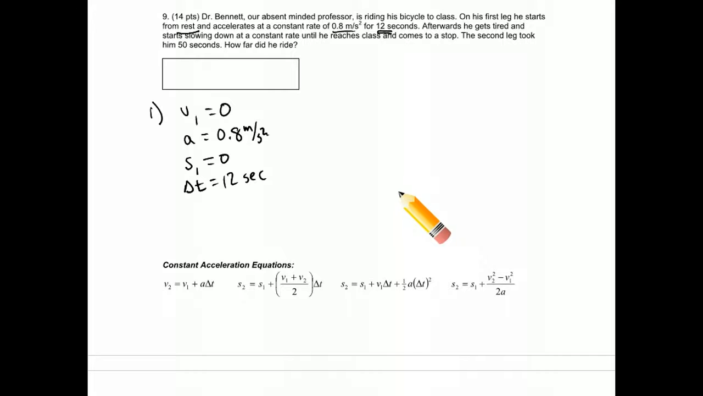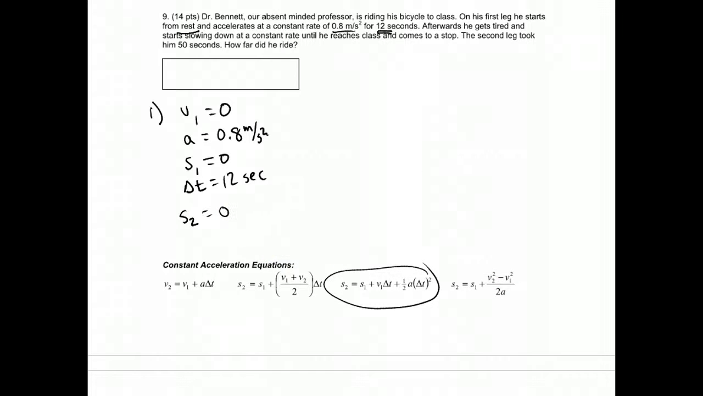Alright, so we are going to need to find both the velocity and the S2 here, because we will need the final velocity of the first part to use as the initial velocity of the second part. But let's go ahead and find our S2 first. Again, we can look at our constant acceleration equations, and we just happen to have them on the test down here. You should have them on your equation sheet. But if I want to find S2, I don't know V2 yet, but I know all my other initial conditions. I'm going to use that equation right there.